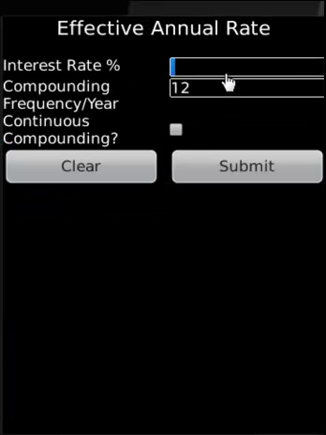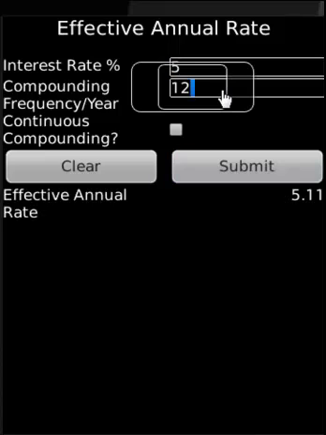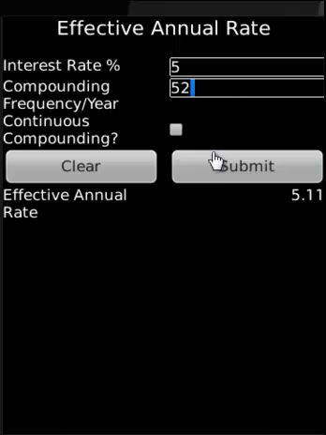Effective annual rate: so interest rate is 5, so we are compounding annually. If it compounds on a weekly basis, this is what it becomes. If it compounds on a monthly basis, this is what it becomes. If it is continuous compounding, this is what it becomes.